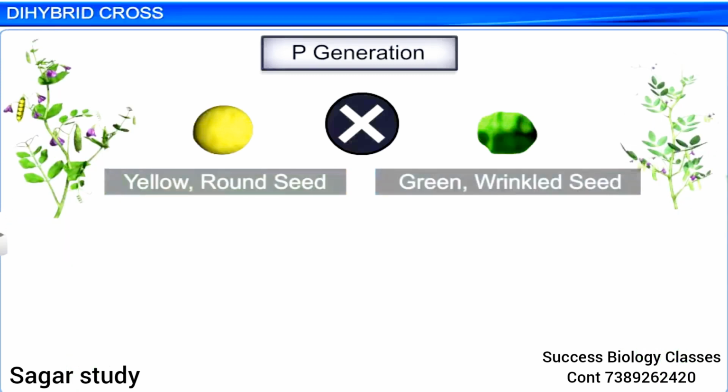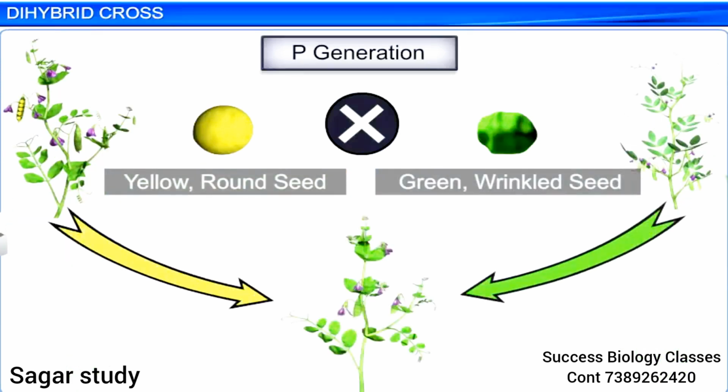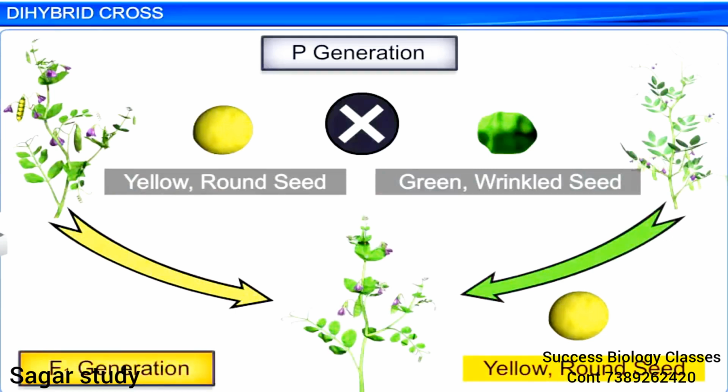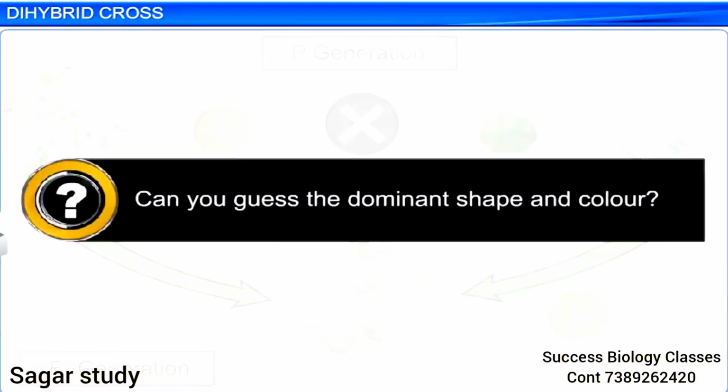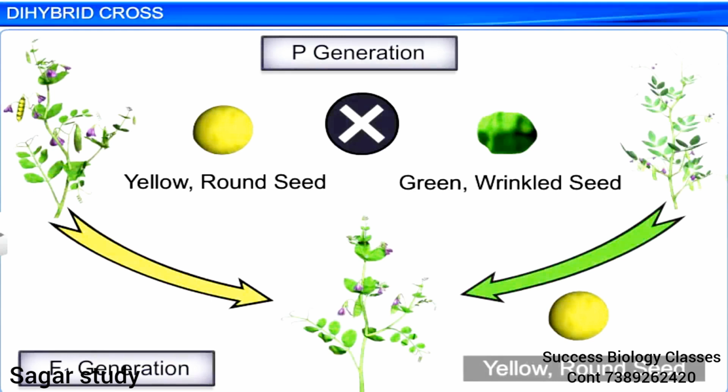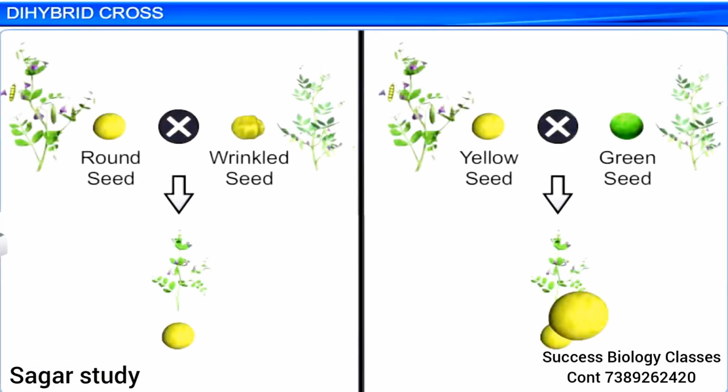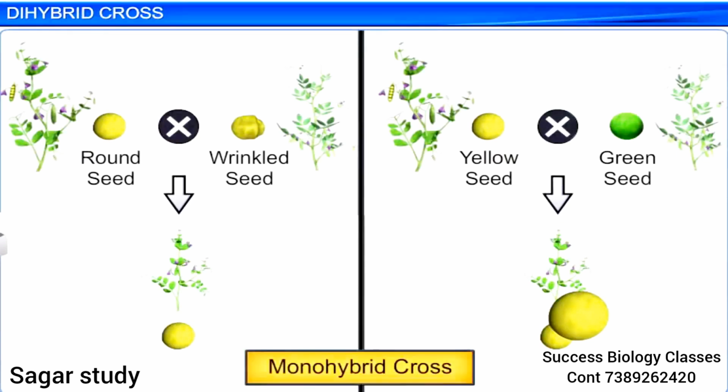This experiment, conducted by Mendel, resulted in a pea plant that produced yellow and round seeds in the F1 generation. Here, can you guess the dominant shape and color? Obviously, the round shape is dominant over the wrinkled shape and the yellow color is dominant over green. Mendel noticed that these results were identical to the results he had obtained when he had carried out monohybrid crosses between plants with round and wrinkled seeds and those with yellow and green seeds.